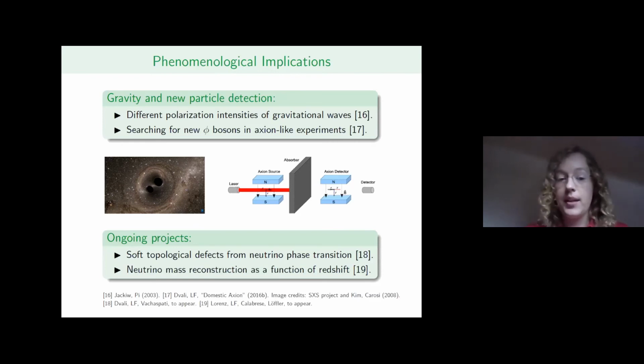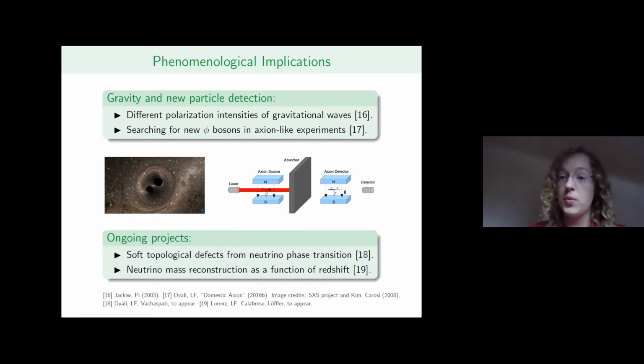Another aspect is that we are reconstructing the mass of the neutrinos as a function of cosmological redshift. We have different data sets at different cosmological redshifts, and are currently looking at the mass constraints from those, because we saw in our previous investigation that cosmological data prefers larger masses in the late universe compared to the early universe, and the onset is precisely at the onset of dark energy.